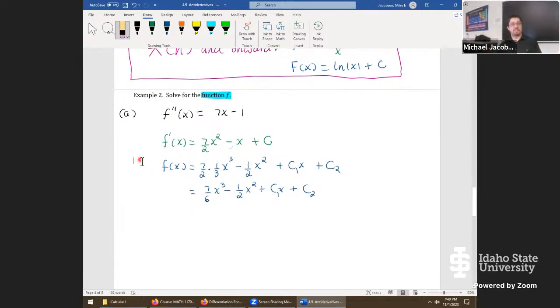Exactly, that's how this new notation is working in these kinds of differential equations. Other questions so far? Okay, let's try out another one.